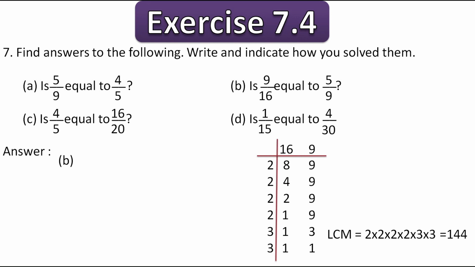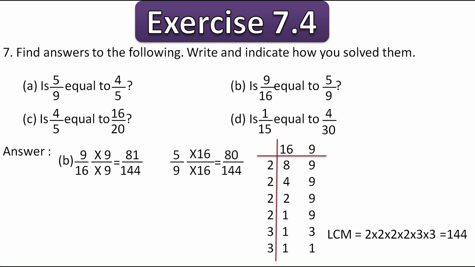When we multiply the first fraction with 9, we will get the denominator as 144. So 9 9s are 81 upon 144, and 5 upon 9 should be multiplied with 16, so that we will get the denominator as 144.